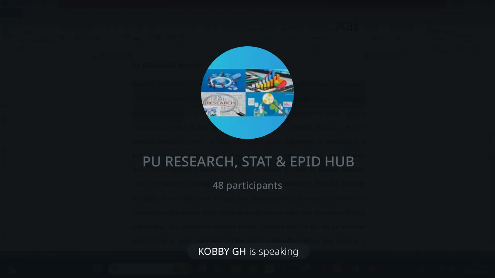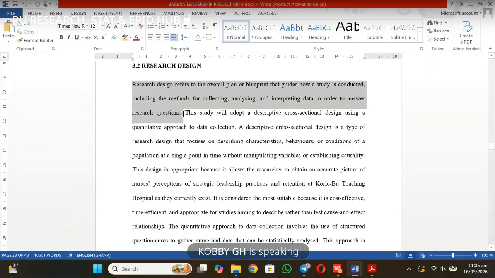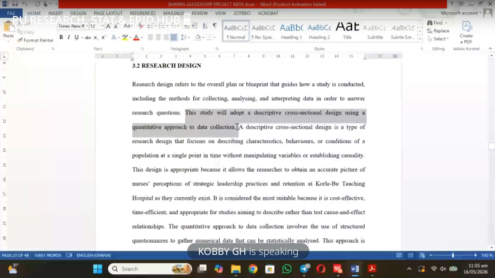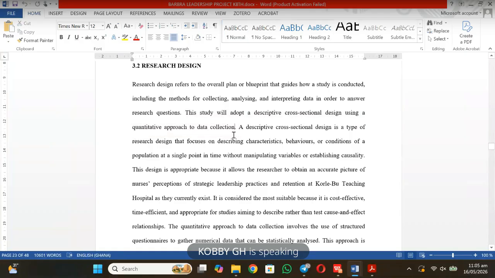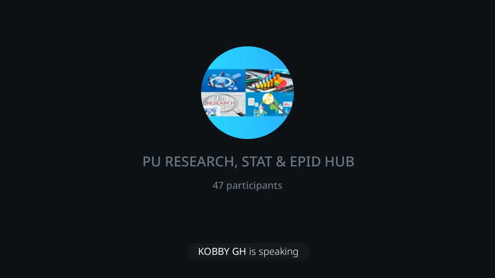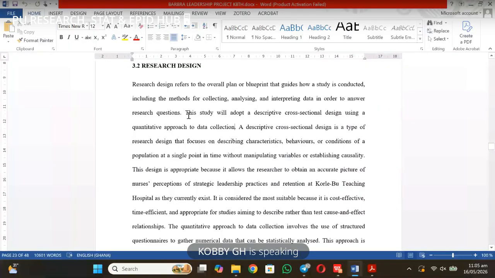Then you tell them which of the designs that you've adapted. So if you want to do a quantitative study, this is how you construct your sentence: This study would adapt descriptive cross-sectional design using quantitative approach to data collection. If you want to do a qualitative study, you say this study would adapt exploratory research design using qualitative approach to data collection.